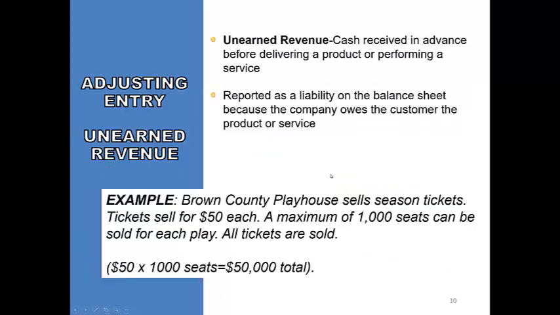Next is the adjustment for unearned revenue. Unearned revenue occurs when a company receives cash or payment in advance before delivering the product or performing the service. And this happens a lot with sporting events or for plays or for concerts. The company promoting the event will sell tickets in advance, and all those ticket sales are unearned until the concert or the sporting event happens.